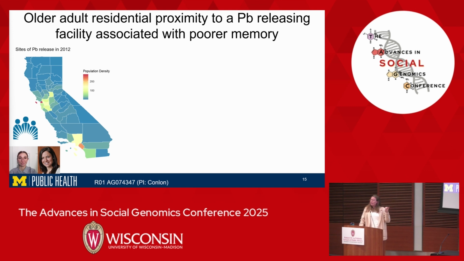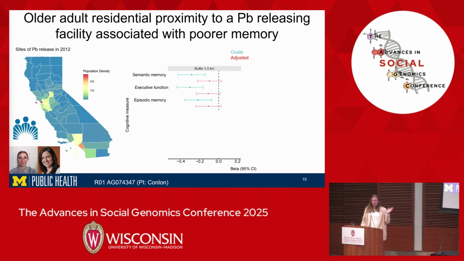These sites tend to actually be located quite closely to our population centers. So we looked in the Kaiser Permanente population at the proximity of someone's residence to one of these industrial lead-releasing facilities to see if it is correlated with somebody's cognition at this time point in older adults, measuring on 3 different types of memory. And we saw that if we're looking at very tight buffers, so you're living quite close, there was an association with memory.